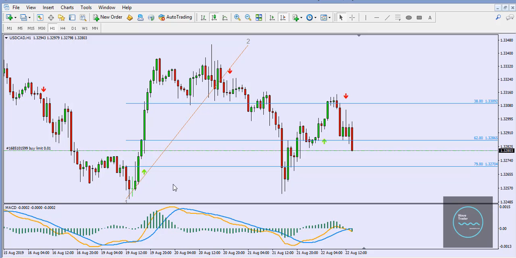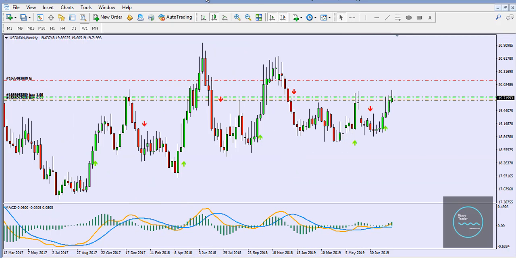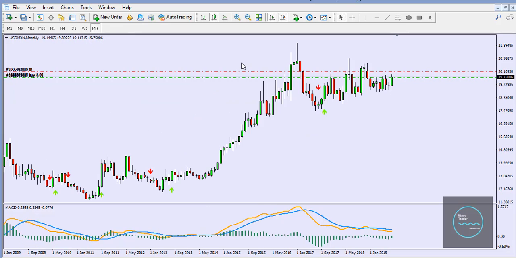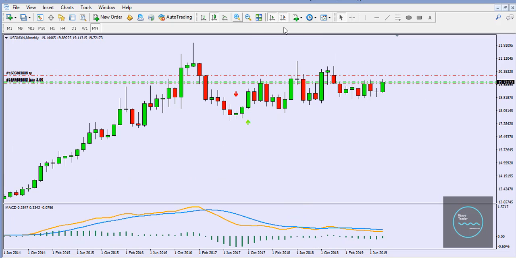So the next one is the USD Mexican peso, and just by eyeballing on the weekly chart, you can see that the trend is up. Let me just go to the monthly and show that to you. The trend is up right now, and we just bounced off a strong area of support with this spinning top here, and you can see that the next candle is bullish. That means throughout this month of August we've been strongly bullish.